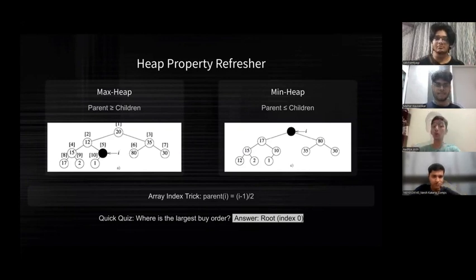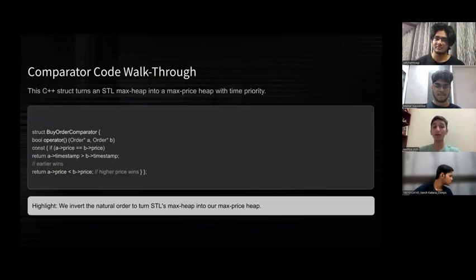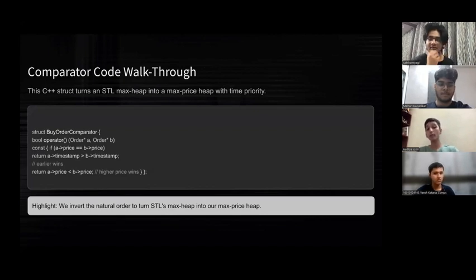So here's a quiz section. Where's the largest buy order in our max heap? At the root, index 0. Exactly. That's the beauty of it. The best price is always instantly accessible at the top. Third structure, an unordered map for order lookup, giving us a time complexity of big O(1) average time to find any order. And fourth, a vector for trade history with O(1) push operations.